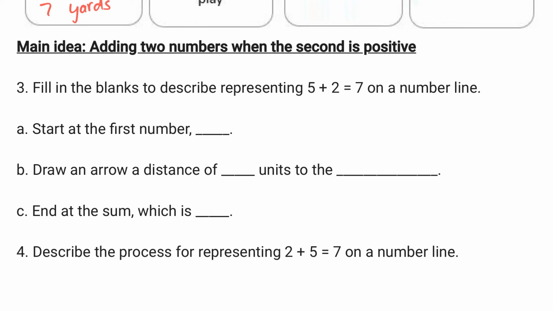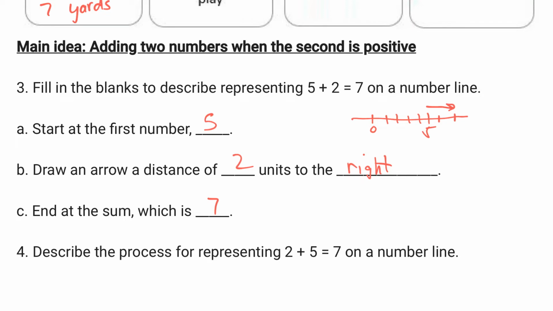So here is another main idea of adding two numbers when the second number is positive. So fill in the blanks. I mean, come on. 5 plus 2 is 7, of course. Where would you go? Well, if we had a number line here, I'll just do a quick number line. You would start first at 5. So if you have 0, 1, 2, 3, 4, 5, and so you start at 5, draw an arrow in the distance of 2 units. So we draw an arrow 2 units to the right, and end at the sum, which is 7. Okay, that's how you would use that whole thing.